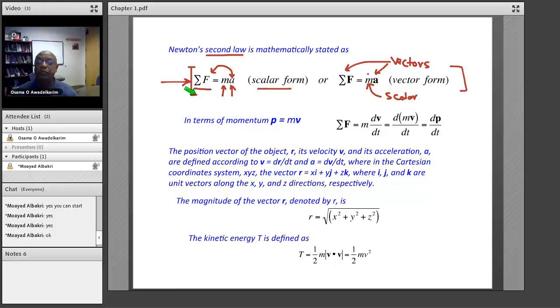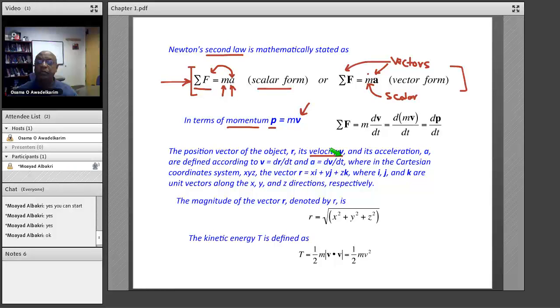Now we define another quantity, which is a vector quantity, and we call it momentum. And again, you see that it's bold. P, the momentum, is equal to the mass times another vector, which is the velocity. So V is the velocity. So P, the momentum vector, is equal to the mass, which is a scalar, times the velocity. So P and V are in the same direction.